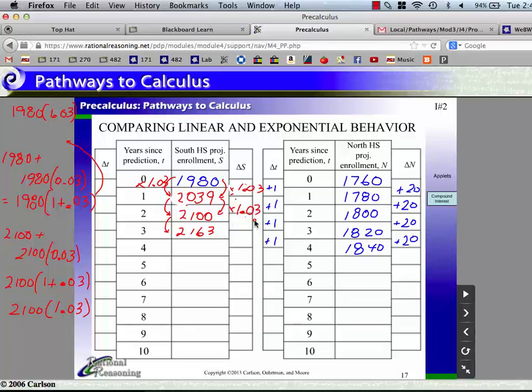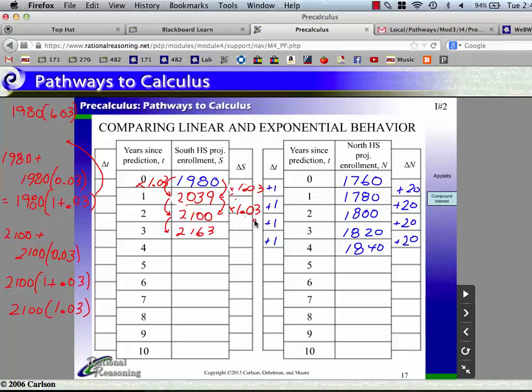Output. So what is 1.03? Okay, this is exponential growth. A constant percent increase means you can always multiply by the same value. That's our growth factor to get the next output. So this is exponential growth. What kind of growth is this over here? Exponential growth, right?